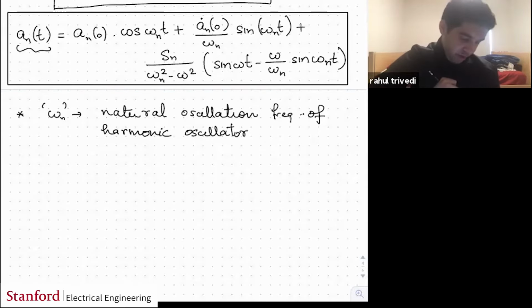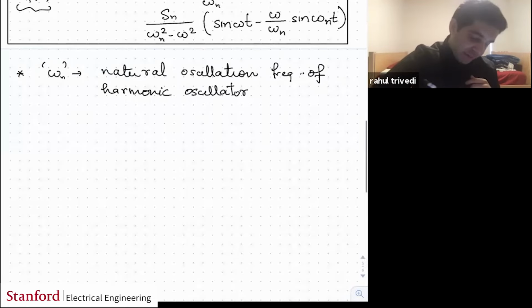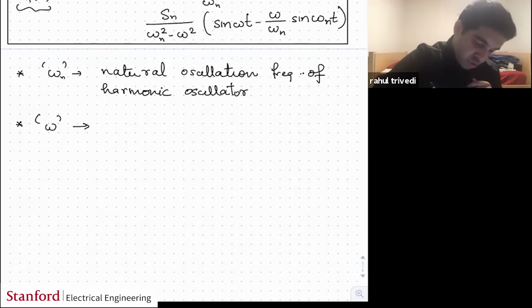And this frequency appears because it's an eigenfrequency of your electromagnetic cavity. So if you're trying to put some energy inside the electromagnetic cavity, you physically expect that energy to oscillate at the eigenfrequency of the electromagnetic cavity. The other frequency that appears in your solution is the driving frequency of your source.